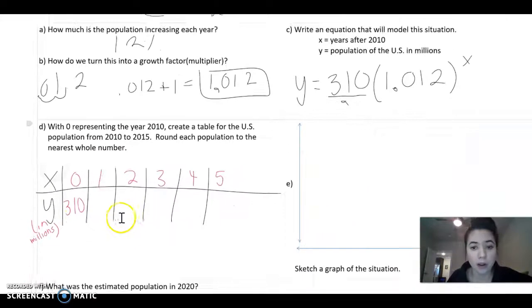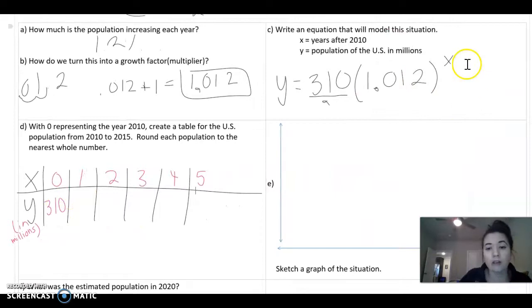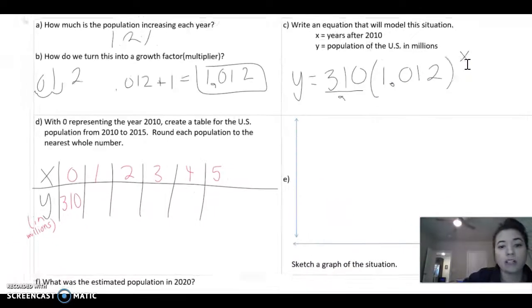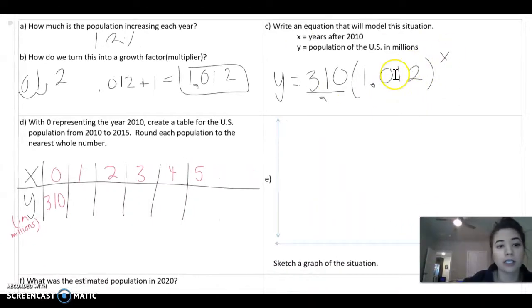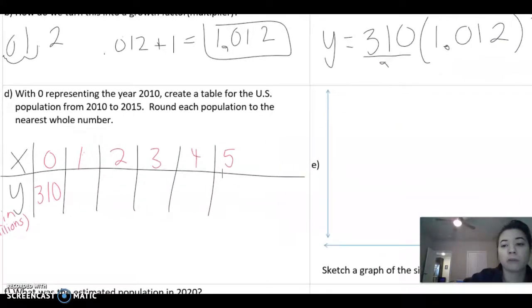So we made it starting with our initial value, and now we can go ahead and use that multiplier. So again, this is my multiplier for increasing by 1.2%. So we're going to multiply by 1.